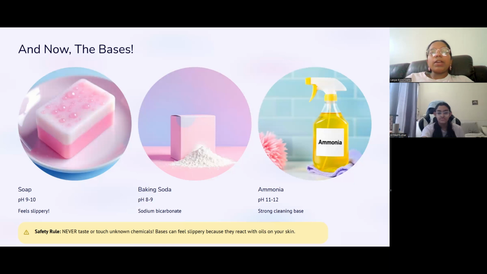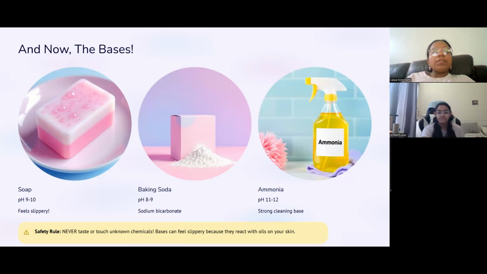And just remember that, like Kritika said before, on how the lower it is, the stronger the acid, it's just the opposite for bases. The higher the pH number is, the more powerful that base is. Ammonia has a pH of 11 to 12, so it's very high. It's a highly concentrated base, and it's a strong cleaning base.